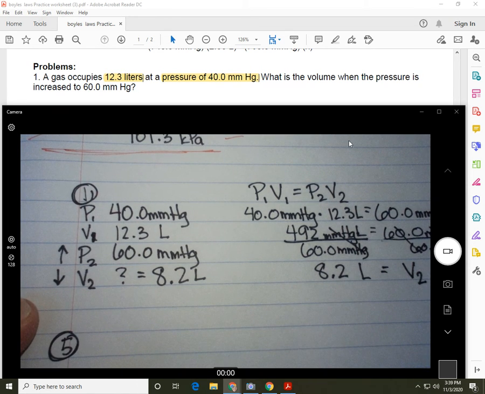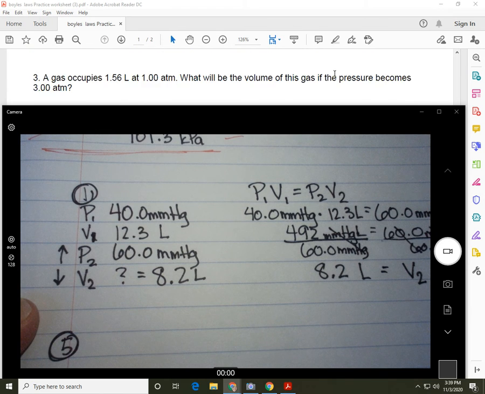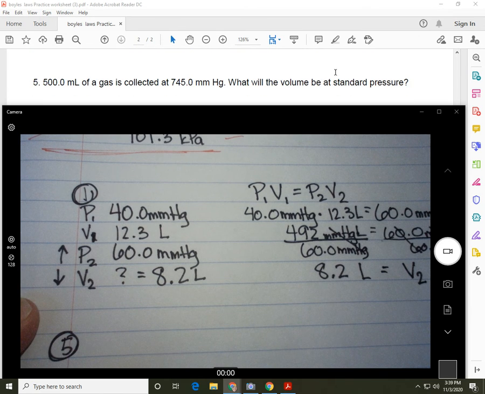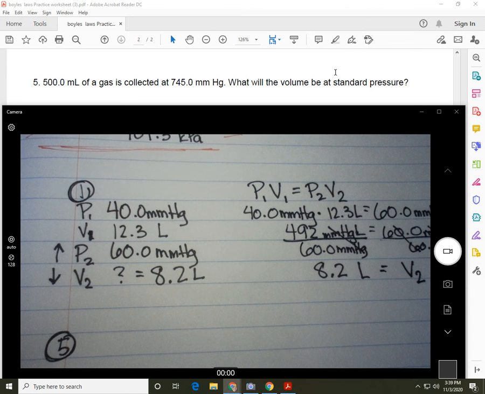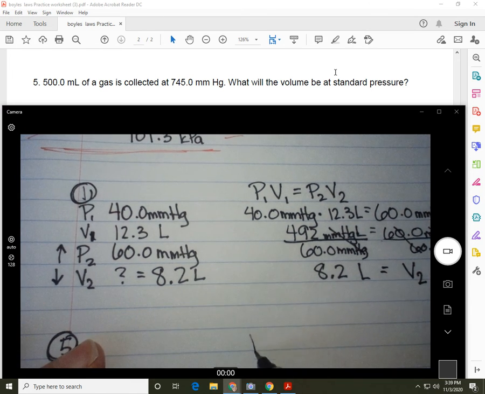All right, so let's scroll in the questions to number 5. Number 5 says 500 milliliters of gas is collected, so there's a volume, at 745 millimeters of mercury. So that's a pressure. What will the volume be at standard pressure? Okay, we know we're doing Boyle's law. Let's write down the equation.